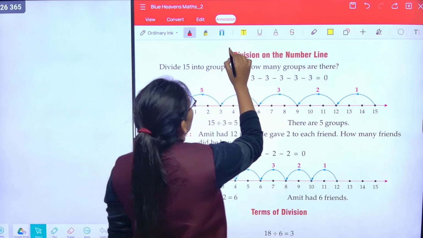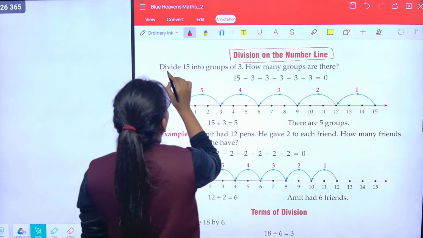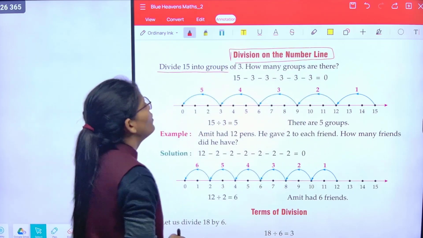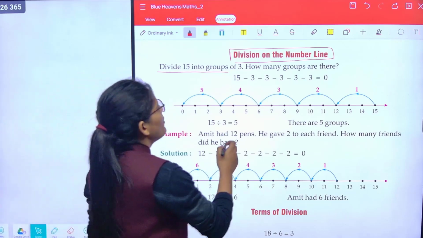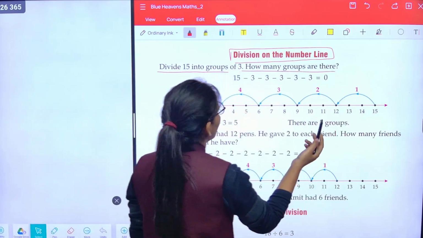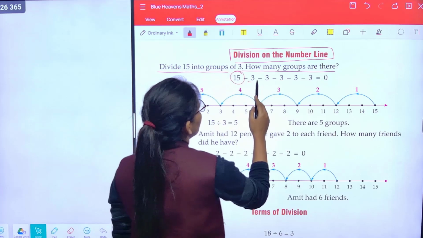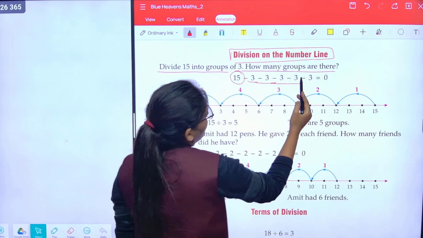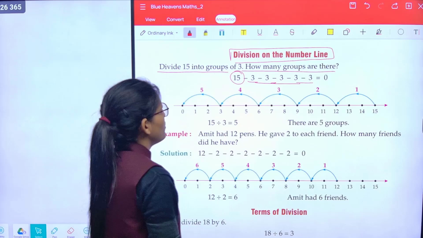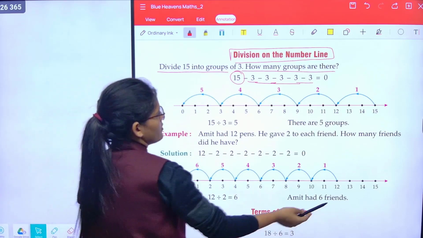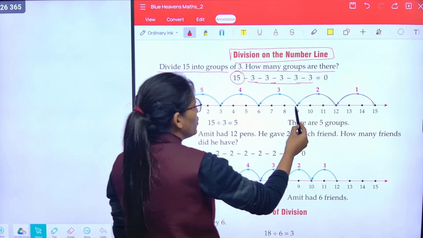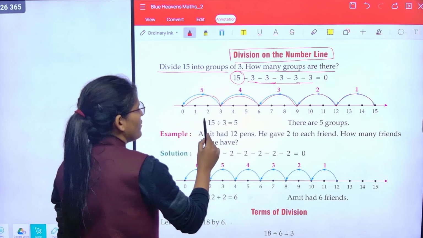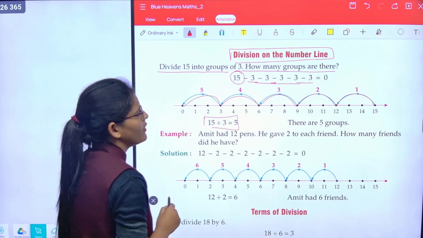Now class, division on the number line. Divide 15 into groups of 3. How many groups are there? Now 15 minus 3 minus 3 minus 3 minus 3 minus 3 is equal to 0. So how many groups? 5 groups. 1 2 3 4 and 5. So 15 divided by 3 is equal to 5. There are 5 groups.